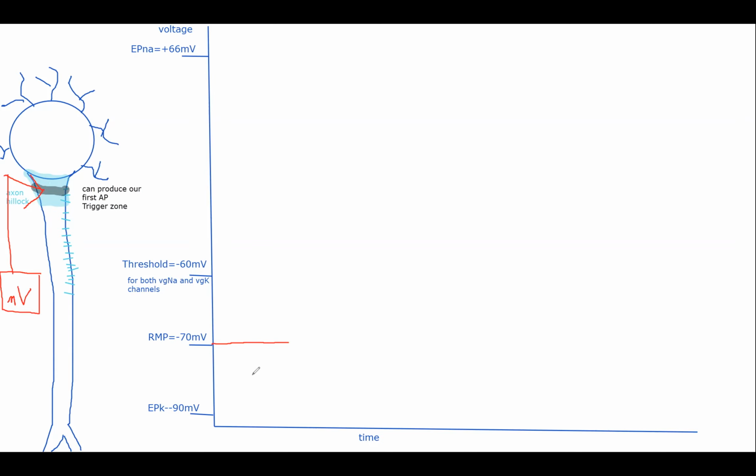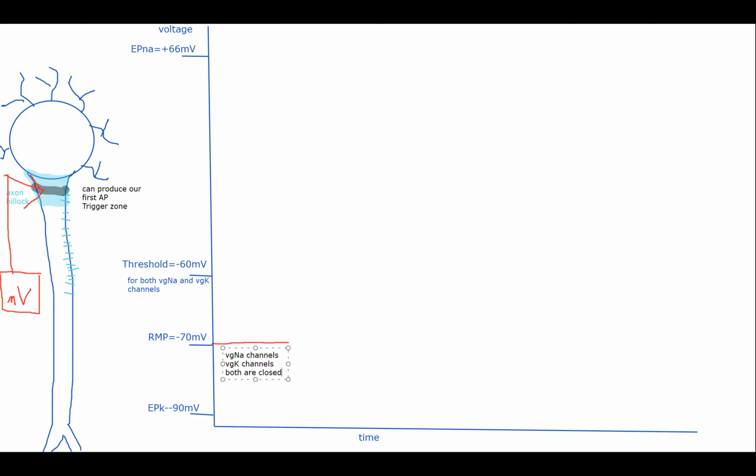Okay? The last thing we need to remind ourselves of is, as we mentioned, here, starting at the trigger zone and moving down, we have massive numbers of our voltage gated. So let's actually write this down here. We have our voltage gated sodium channels and our voltage gated potassium channels. And when the cell is at rest, both are closed. There. That is our starting point. All right.